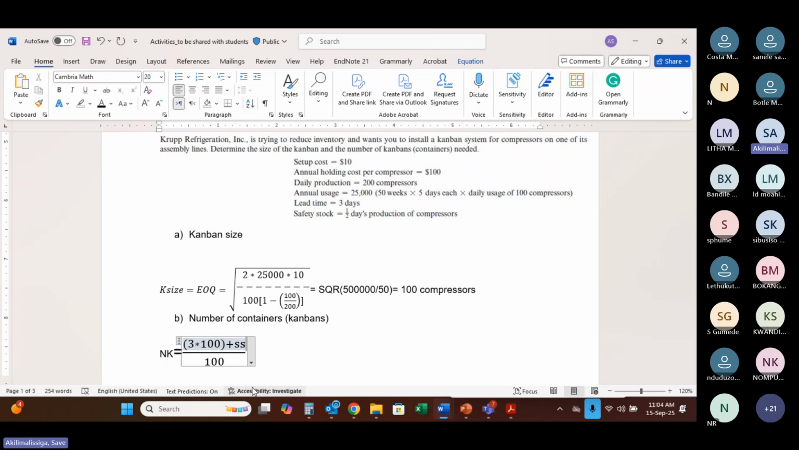And now we have to look at the safety stock. So looking at this, our safety stock is half day's production of compressors, right? So half day's production of compressors. So here, daily production, so that is gonna be, okay, half day, we can even call it just 0.5 times the production. So the daily production here is 200. So times 200.